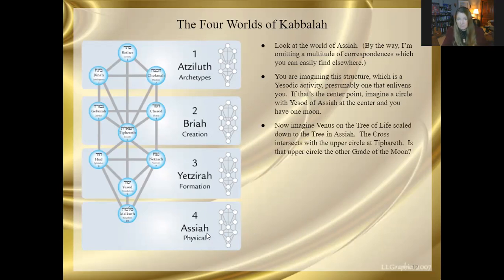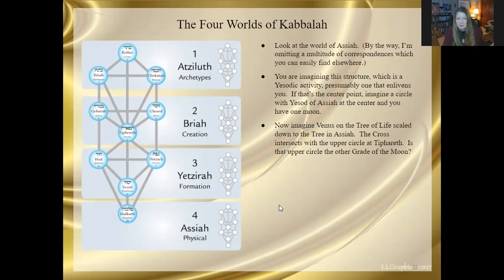Now, remember our Venus on the tree of light symbol. Remember that circle up top. All of these upper Sephiroth. So that's the other moon. The top of that tree of Asiah is one way of looking at it.